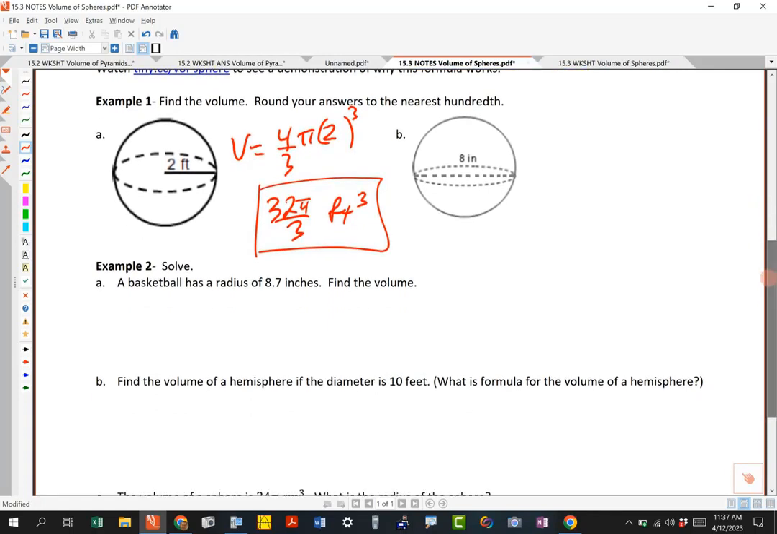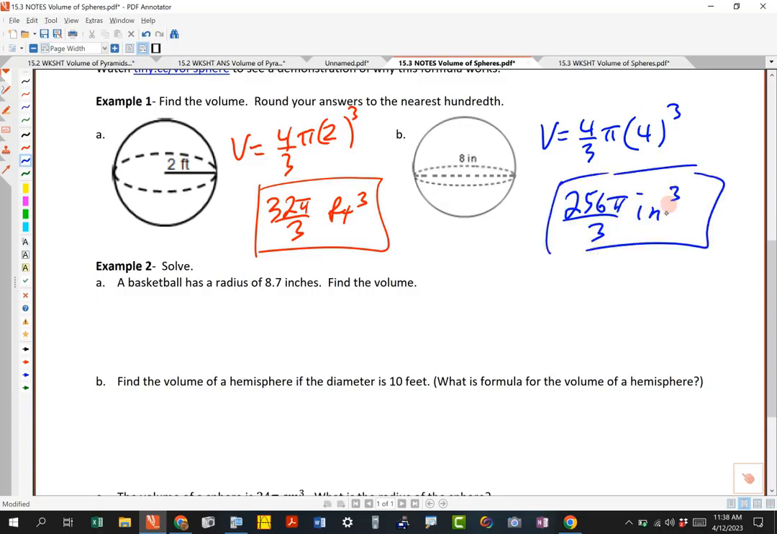Luke, what do we need to be careful with? Decimal approximation. That's a diameter right there. It is. So what do we need to be careful with? We need to make sure we use the radius. And what is the radius? 4. Okay, so we're going to have V equals 4/3 pi, and then the radius is 4, and we're going to cube that. So that's going to be 64 times 4. So 256 pi over 3, and that would be inches cubed.